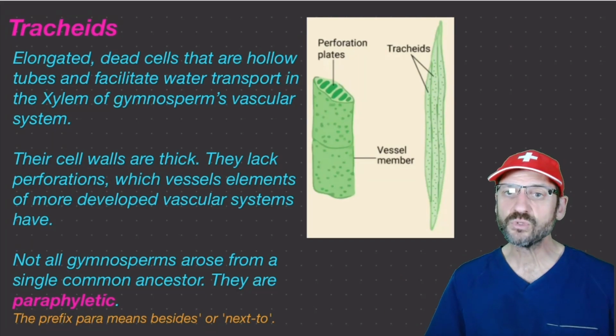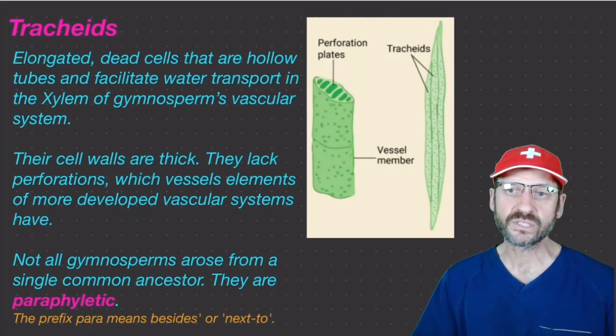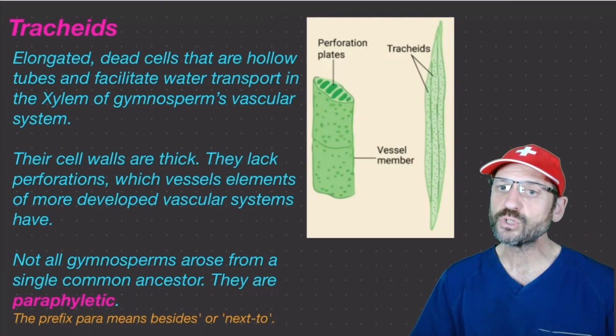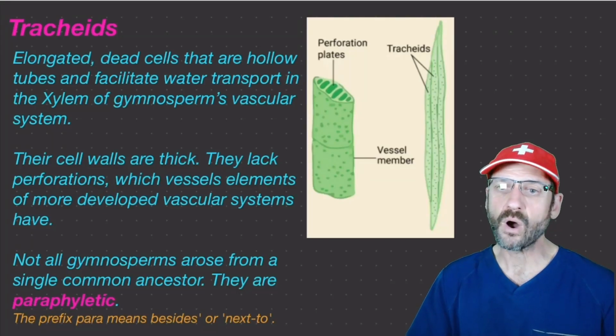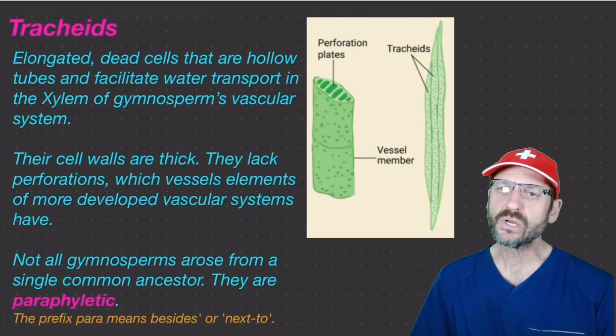Because gymnosperms do not include all descendants of a single common ancestor, they are considered paraphyletic, an evolutionary term that means not all descendants are from one common ancestor. The prefix para, as you can see here, means besides or next to.